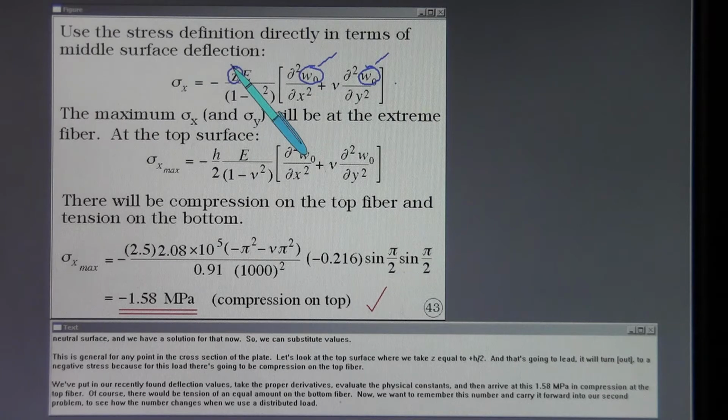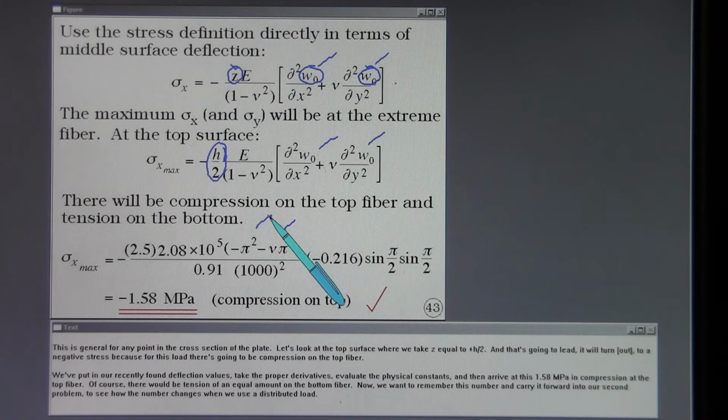Let's look at the top surface where we take z equal to plus h over 2, and that's going to lead, it will turn out, to a negative stress because for this load there's going to be compression on the top fiber. We put in our recently found deflection values, take the proper derivatives, evaluate the physical constants, and then arrive at this 1.58 megapascals in compression at the top fiber. Of course, there'd be tension of an equal amount on the bottom fiber.